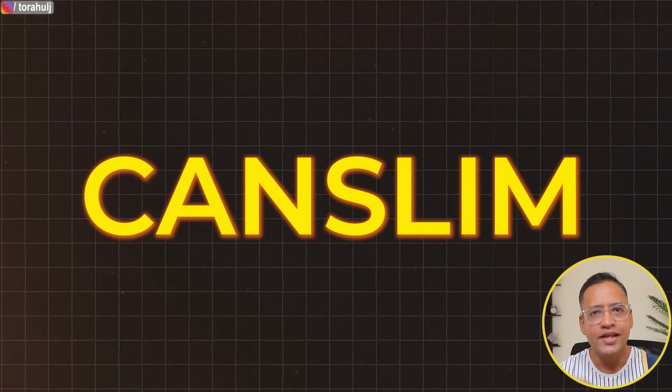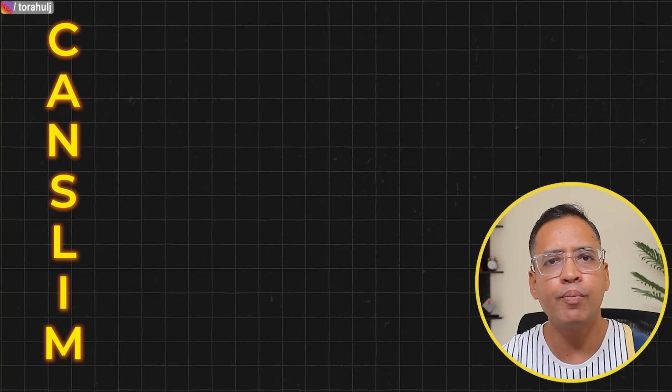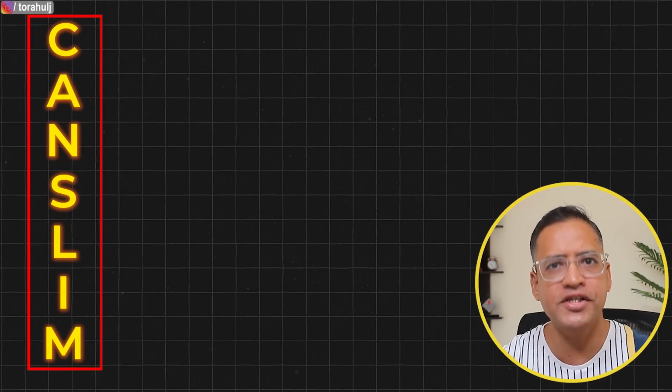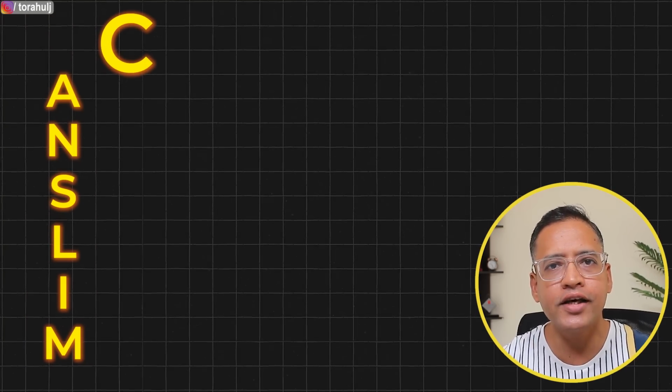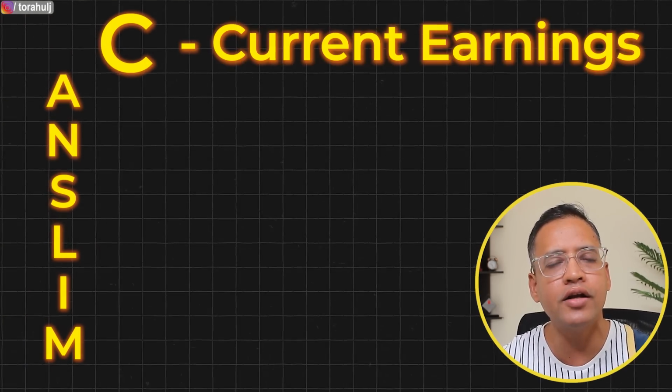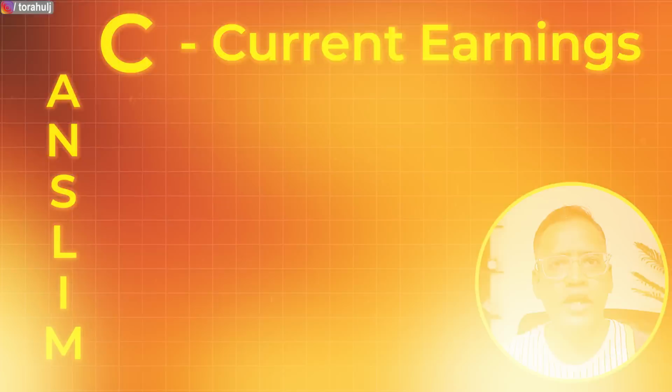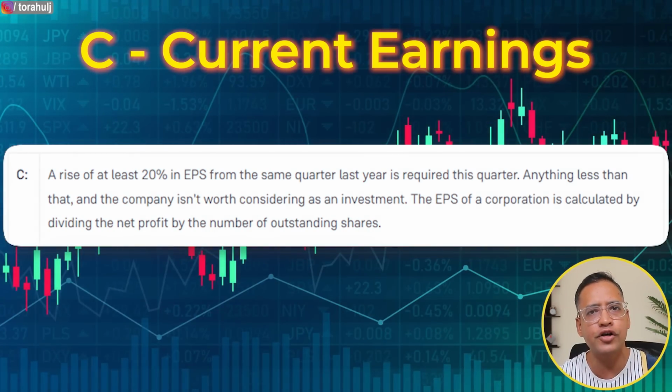So as you will notice, CANSLIM is an acronym that is made up of 7 characters which are representing the 7 stock picking criteria that William gave us, right? So first letter there is C, that simply means current earnings. What William said is that if the stock's current earning per share has grown by at least 20% on a year-on-year basis, then that means the stock is fulfilling criteria number 1.